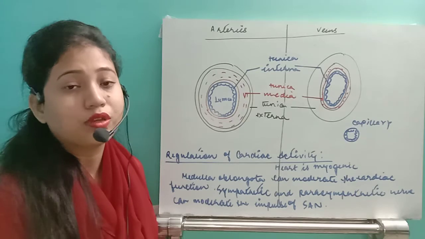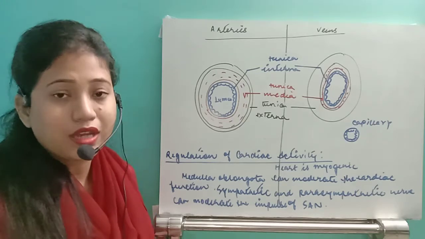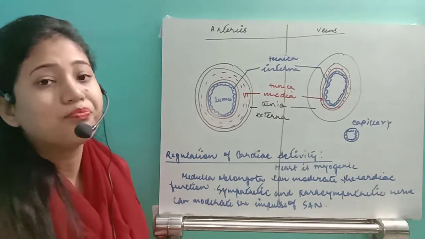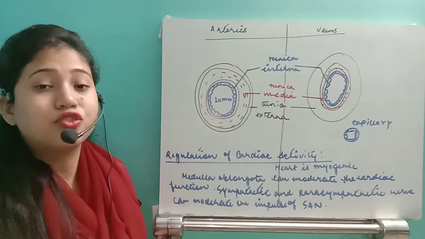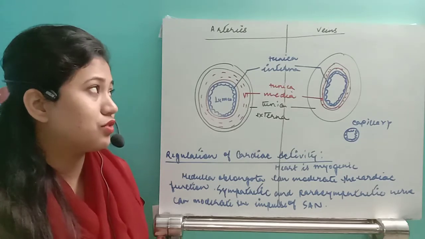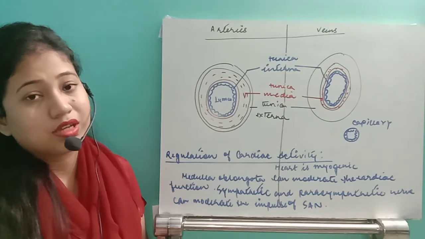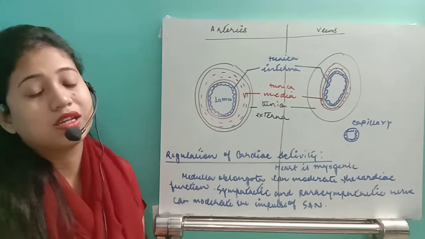If it comes to the pH, then the veins have a lower pH, as hydrogen ion concentration is more in case of the veins. So there are different differences between the arteries and the veins.